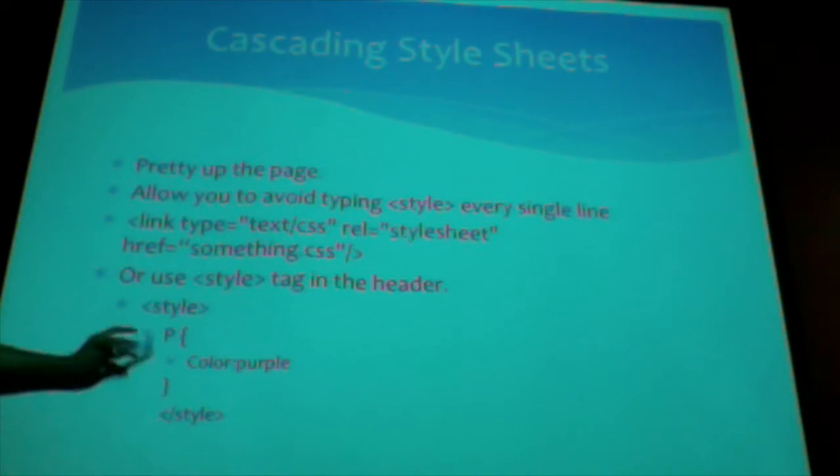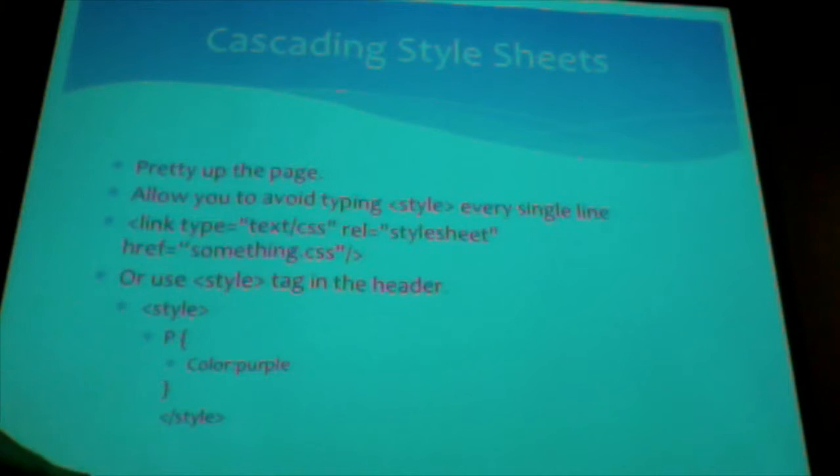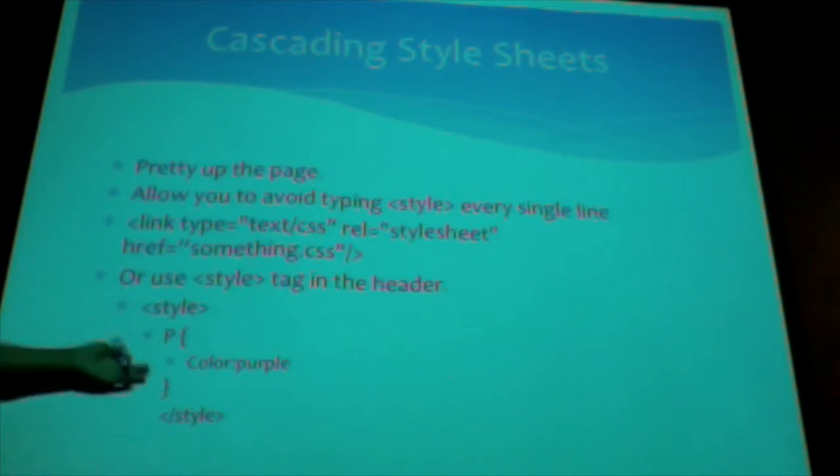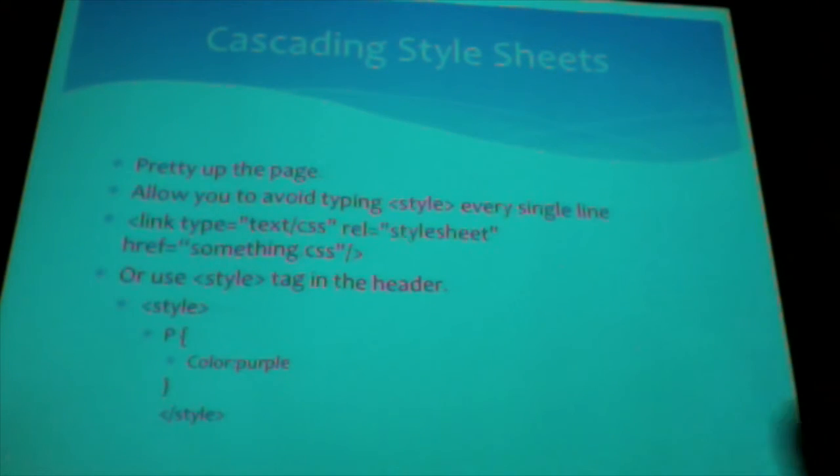Like, here you have the P tag, but you can put anything right here, like H1 or H2, and then all your H1s or H2s in the HTML document would have whatever adjustments you gave it. And so if you have a much longer document and you have a lot of things you want to have specified, then you'll probably want to have a separate CSS document for all your stuff.